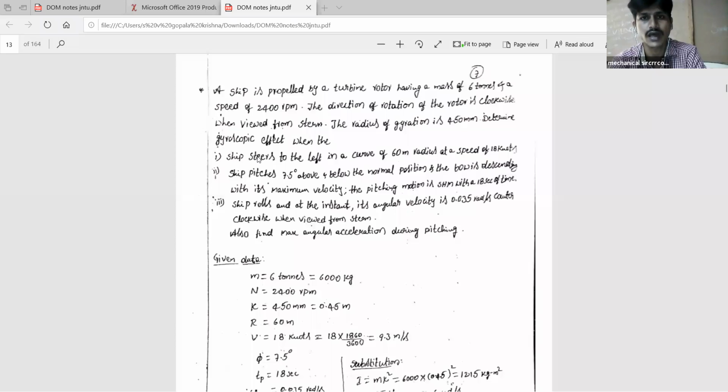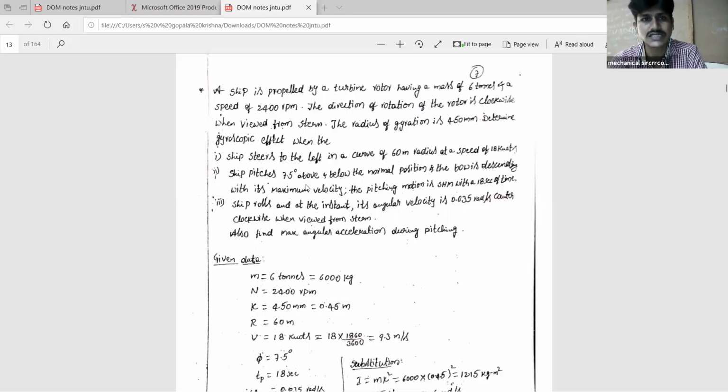So that is the first one: the ship steers to the left in a curve of 60-meter radius at a speed of 18 knots. All of you observe that, the speed value is given in knots, K-N-O-T-S.